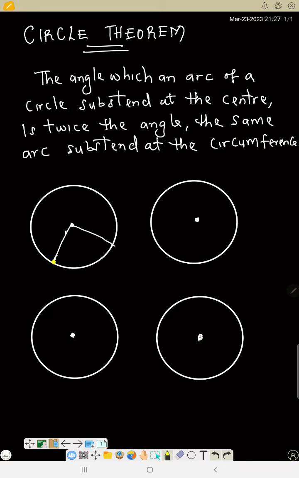So the angle which an arc subtends at the center is twice the angle which the same arc subtends at the circumference. Now you will notice that the same arc that goes to the center is the same arc that goes to the circumference. So that is what the rule is saying. If here is 2x, then here will be x.